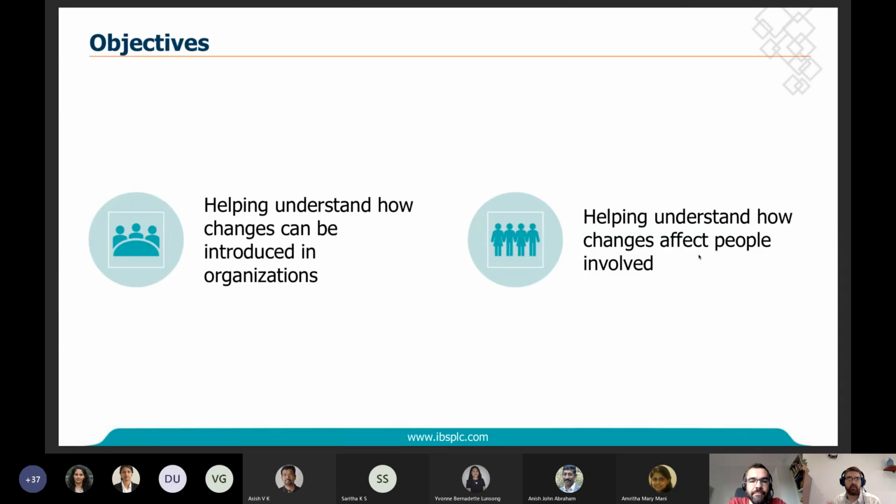So the objectives, what are we trying to do here? The first one is to help understand how changes can be introduced in organizations. Probably we didn't prepare that enough. And the second one is actually helping understand how changes affect people involved.